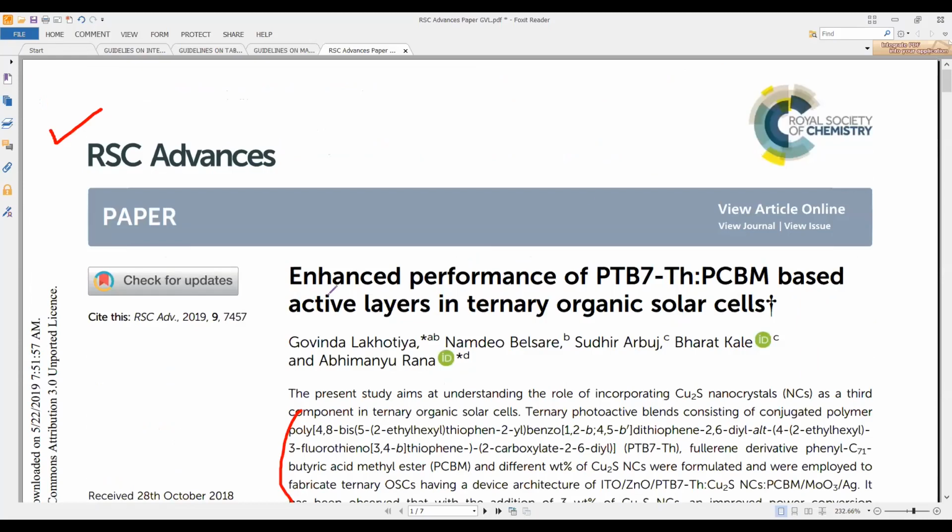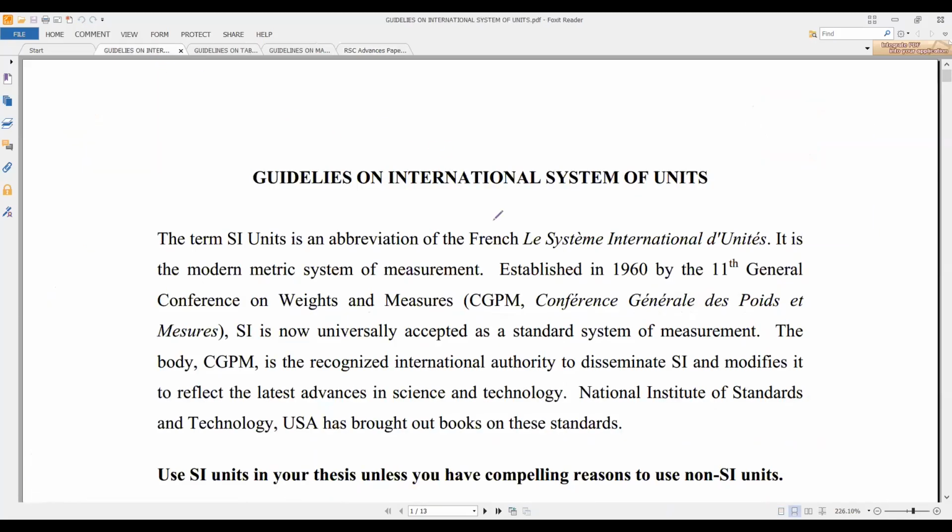Title should be catchy, keywords should be catchy, it should reflect the main content of the paper. And yes, one should check the titles also while finalizing it, whether the same title is available on web or not, right? So take care of that. So let's see the guidelines related to the use of international system of units.